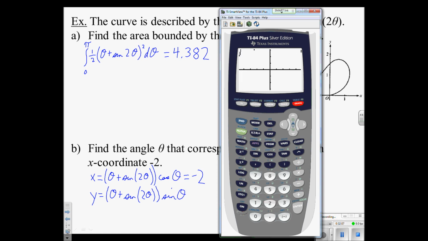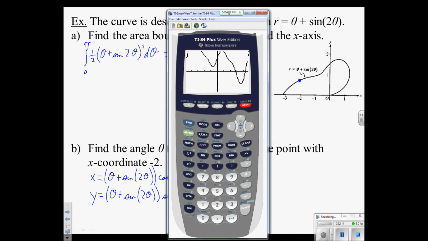I would point out the point that I identified. Notice that the theta that I want is between pi/2 and pi. So the angle that I'm looking for is going to be less than 3. Well, there it is. Crosses at a point less than 3. Well, less than 3.14, but in this case it's less than 3. So I'm going to calculate the 0 of this function. My left bound, how about 2? My right bound, how about 3?